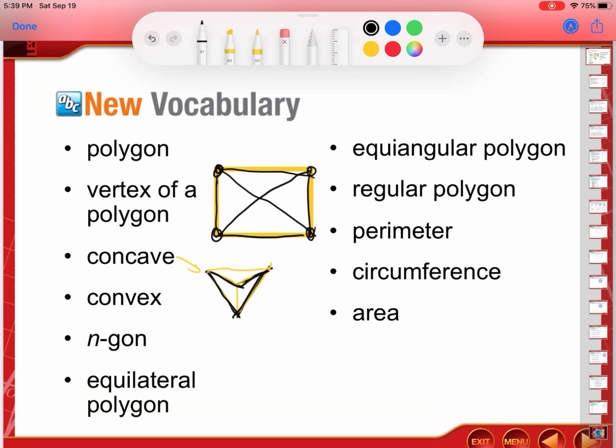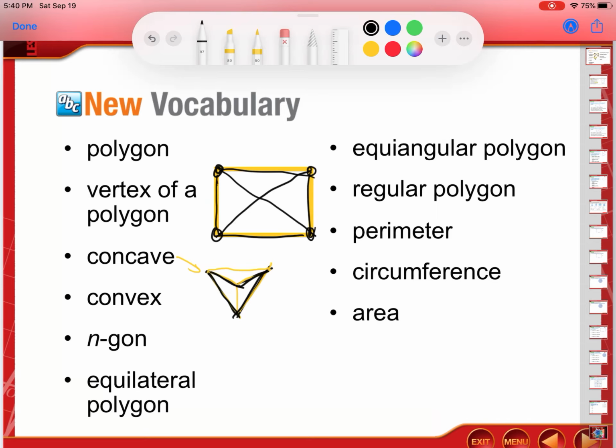N-gons are polygons with a lot of sides. So you could have a 40-gon or a 50-gon. A shape with 40 sides would be a 40-gon. A shape with 50 sides would be a 50-gon. Something with 722 sides would be a 722-gon, and so on and so forth. Mathematicians are not great at naming things, so once we run out of prefixes, it just becomes an n-whatever. So an n-gon would be a polygon with n number of sides.